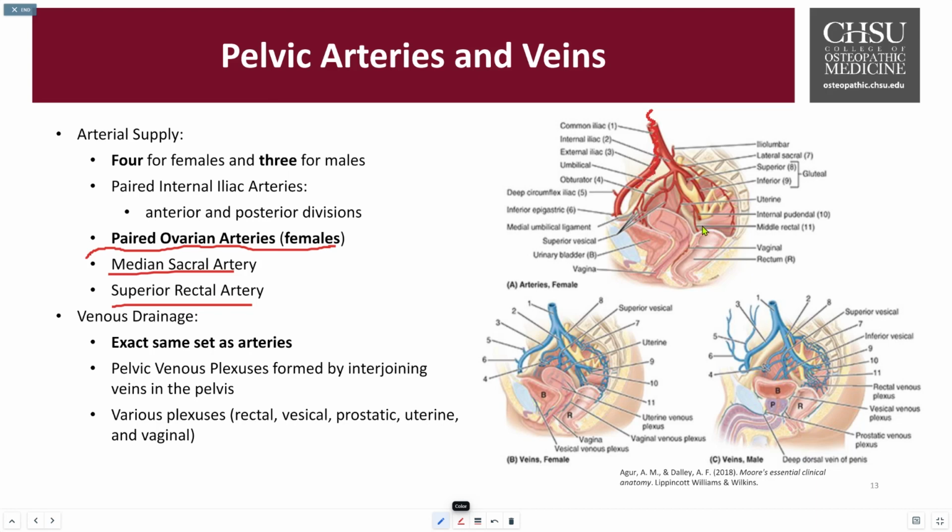As far as the venous drainage goes, it is exactly the same. It mirrors the arterial system. And there's a network that interjoins the veins in the pelvic region. So this includes plexuses like the rectal plexus, the vesical, and the prostatic for the males, and then for the females, we have the uterine and the vaginal. Okay, so uterine and vaginal are only for the females, and then the prostatic is going to be for the male.